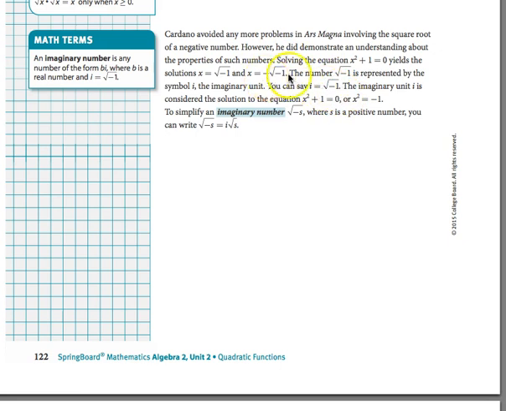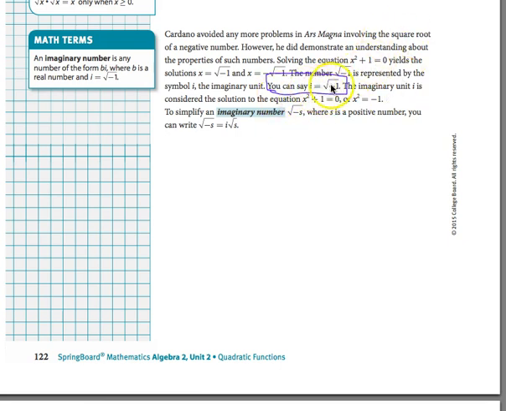Cardano was the first to develop an understanding that imaginary numbers existed and that we can actually solve the equation x squared plus 1 equals 0, but that the solutions are positive and negative square root of -1. Much like early on in math, they developed the symbol pi to represent the irrational number that we sometimes approximate as 3.14. They wanted to come up with a symbol that would represent the square root of -1. So that is what i is. So anytime you see i in math, it is representing the square root of -1.